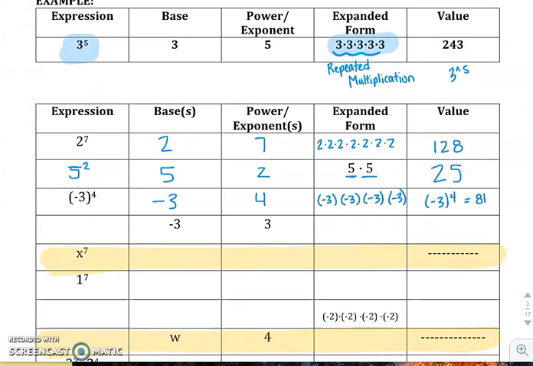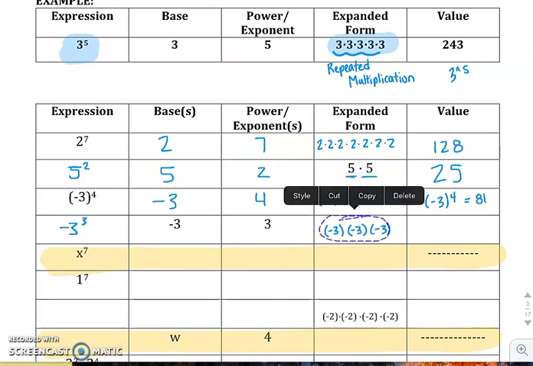So the next one, negative 3, is the base. So I know that's going to be the larger number. And positive 3 is the power. So that's fine. So that would just be 3 negative 3's instead of 4 of them, like the above example. And this value would equal negative 27.